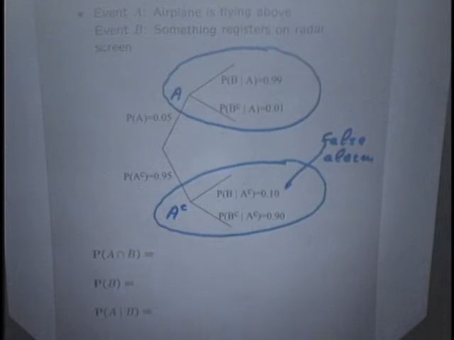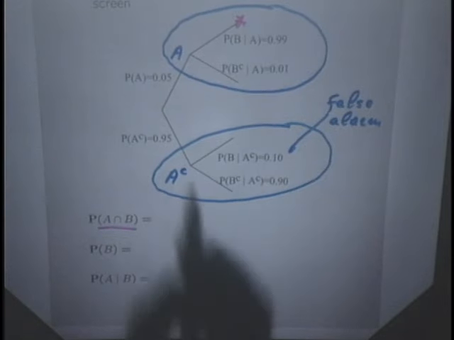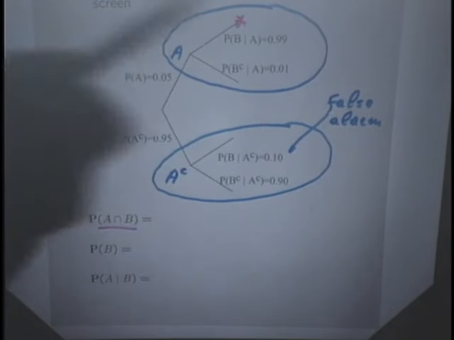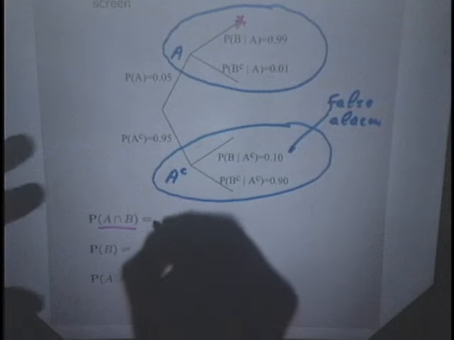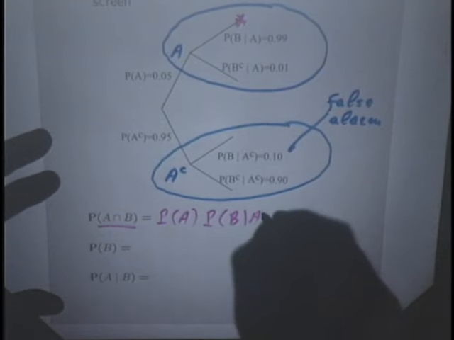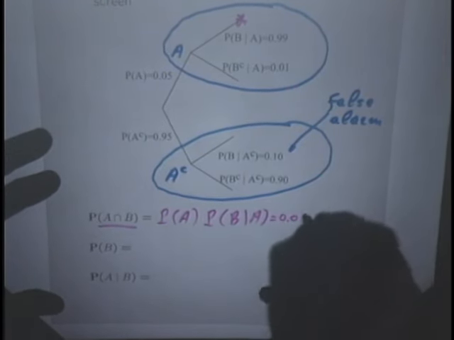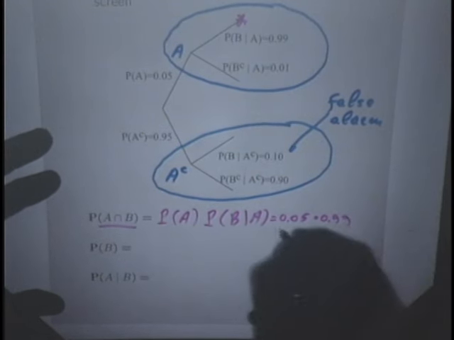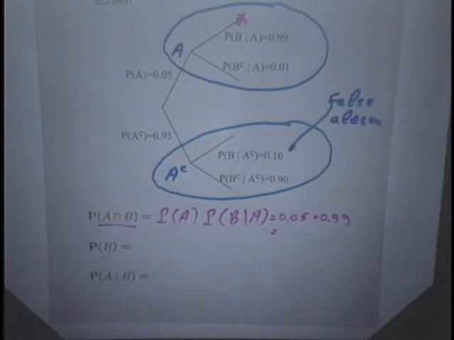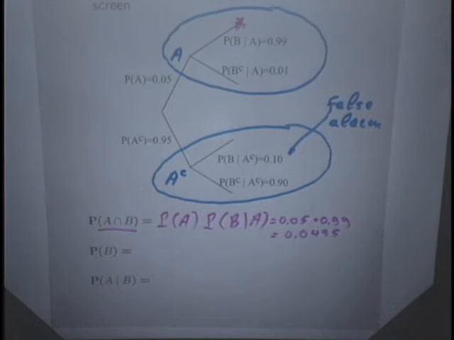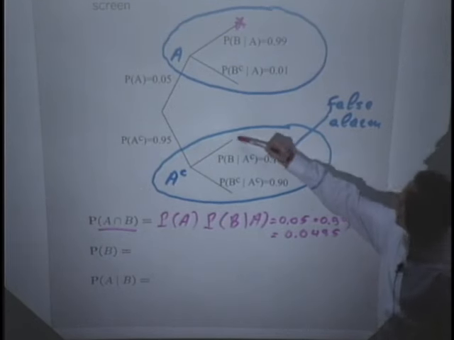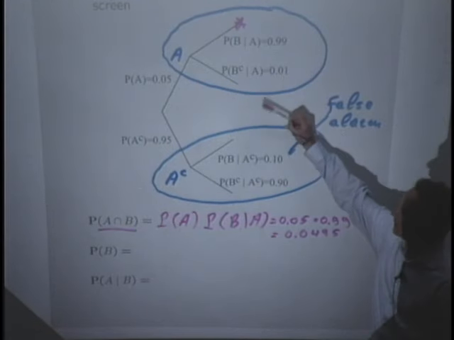Let's look at this event, A intersection B, which is the event up here, that there is a plane and our radar picks it up. How can we calculate this probability? Well, we use the definition of conditional probabilities, and this is the probability of A times the conditional probability of B given A. So it's 0.05 times 0.99. And the answer, in case you care, is 0.0495.